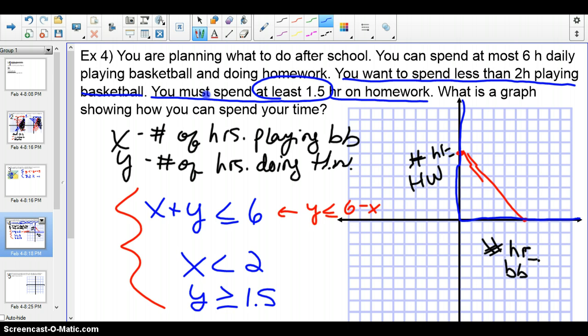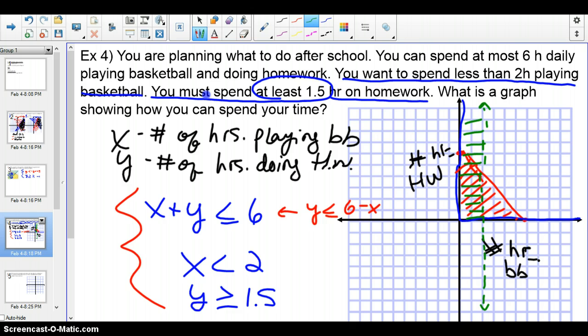Okay, so I've sketched my graph. Now I need to sketch the shading here. For my red line, I know y is less than 6 minus x, so it's going to be everything less than that, which is that area right there. My second inequality here is x is less than 2. So I'm going to come here to x equals 2, and I'm going to draw a dotted line. And I know if x is less than that, then it's got to be shaded everything to the left. Okay, so you're kind of seeing where they overlap.